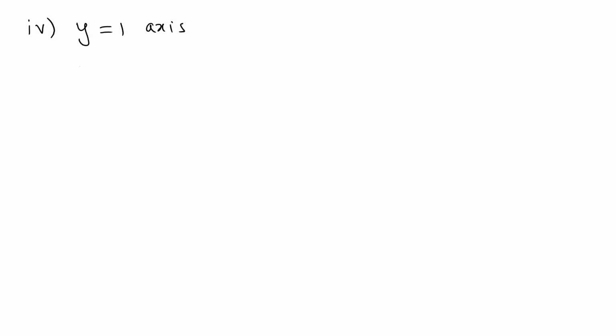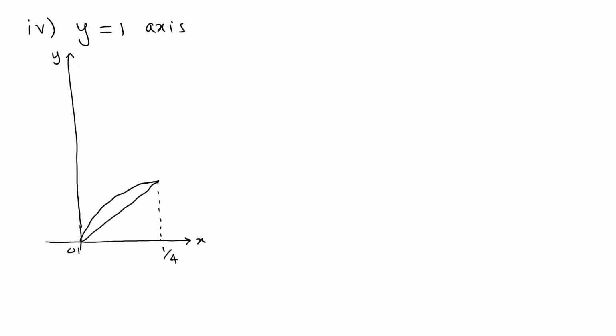So we have the region. We can rotate this about the y equals 1 axis. So let's say this is the y equals 1 axis. It's not according to scale. So what will happen when you do that? The curve is going to jump to the other side. So you get the region like that. You're going to reflect it across the y equals 1 axis.